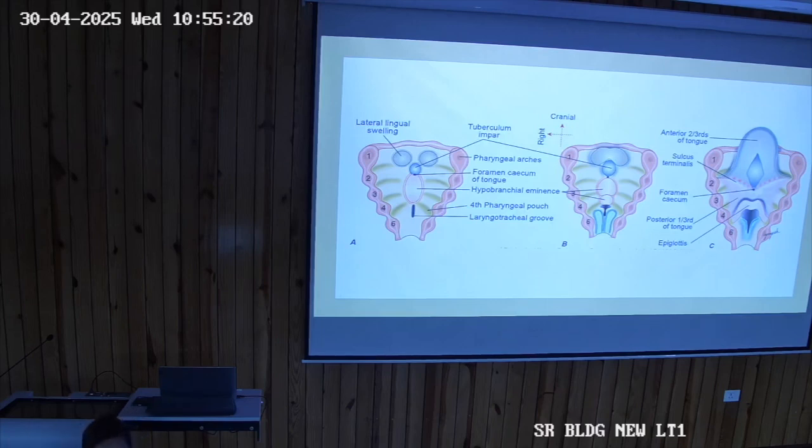So cranial part of the fourth pharyngeal arch forms hypobranchial eminence along with the second and the third pharyngeal arches. Caudal part of the fourth pharyngeal arch is going to form one cartilage of the larynx that I told you I'll teach here, that is epiglottis. Epiglottis is formed by the caudal part of the fourth pharyngeal arch. Below the epiglottis, there is formation of laryngotracheal groove.